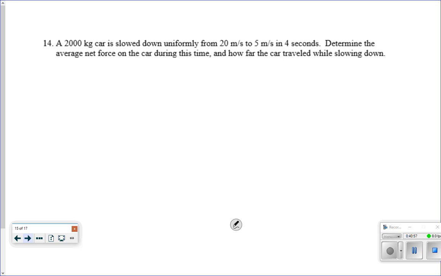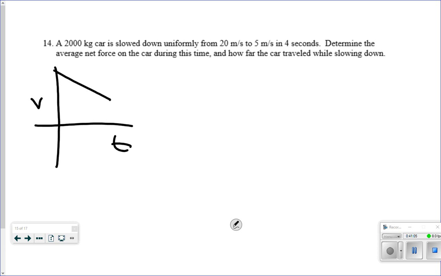Notice you're given velocity and time. That to me right away screams VT graph. So 20 meters per second to 5 meters per second. I'm not going to hit the axis because I'm not coming to rest, but we'll say that's 4 seconds. We want to know not only the average net force, we want to know how far the car traveled when slowing down. So I'm definitely going to have to take the area of those two shapes in order to do that. But I need to know the acceleration of the car, which is the slope of the line.